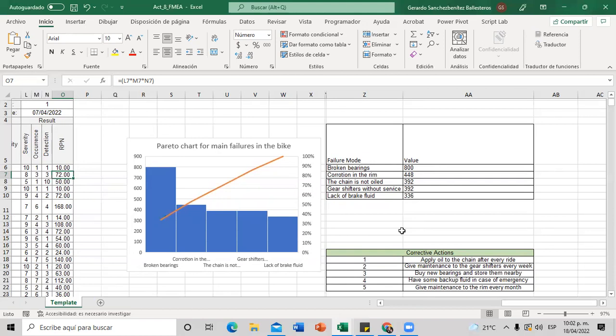And after doing this activity, we as a team concluded that this analysis is very useful for our professional lives. And even though it takes a lot of time to do these analyses, the benefits are also very good.